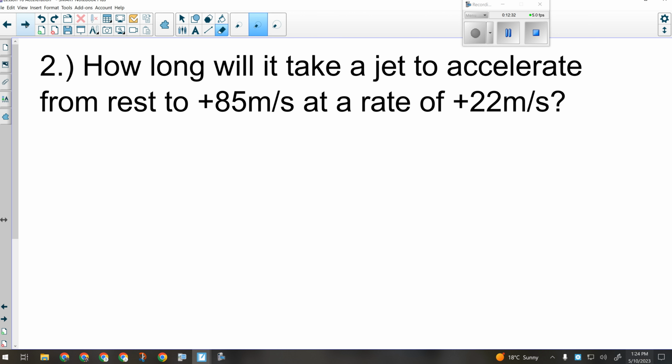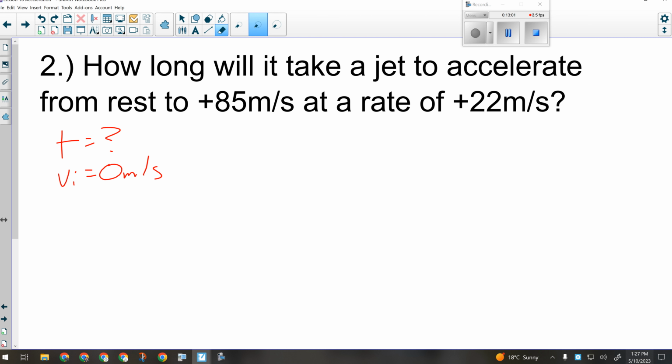Give that one a try. We'll finish that one up before the end of class and then we'll call it a day. So the question wants to know how long it will take. What are they asking me to solve for? Time. Okay. You guys are getting good at this. How long will it take a jet to accelerate from rest? Which one is 0? The initial. Right.